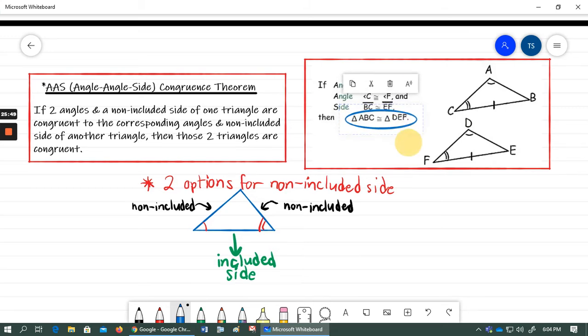All right, so again, these two triangles here are congruent by the angle side congruence theorem for triangles.